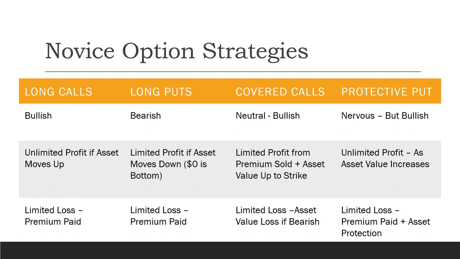So this is what you do when you want to hedge your portfolio. If you have a big account with a lot of shares and you want to make sure that you're not losing too much in case of a market correction or a market crash, that's when you would take protective puts. With a protective put, you're buying a put at a certain strike because it gives you the right to sell your shares at a certain price. You still have unlimited profit here, similar to covered calls, because as your asset value increases, you will still gain value because you're holding shares.